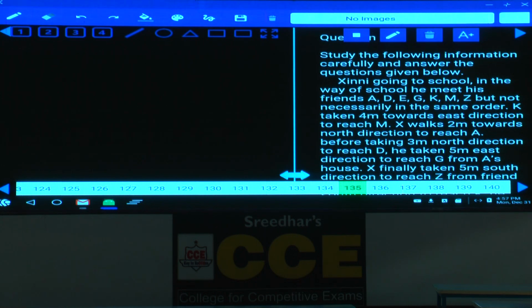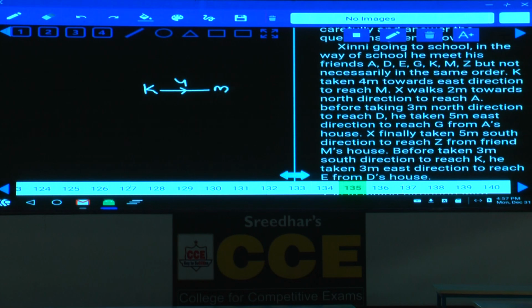That means M is 4 meters to the east of K. Can you take it like this or not? K is here, and M is 4 meters to the east of K. Then X walks 2 meters north direction to A. If A is here, from here X will be here. X walks 2 meters north direction to reach A.